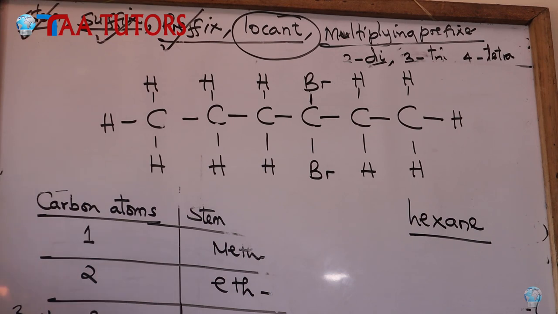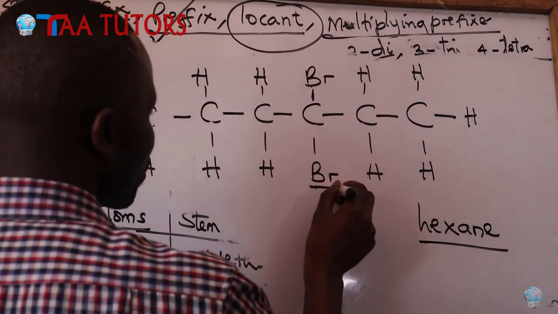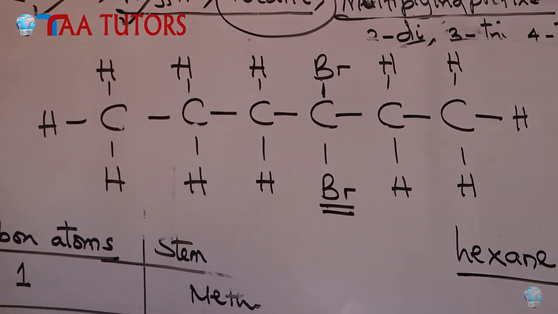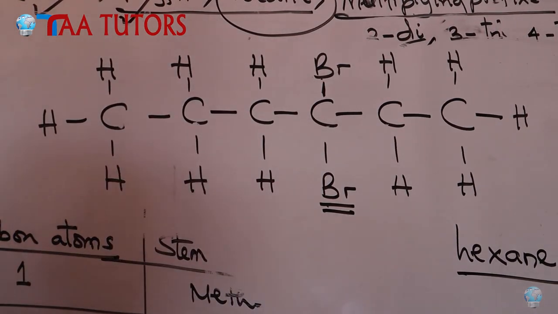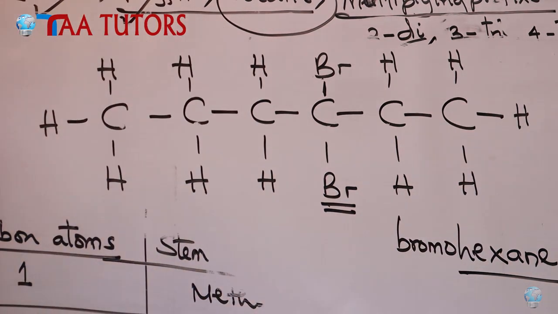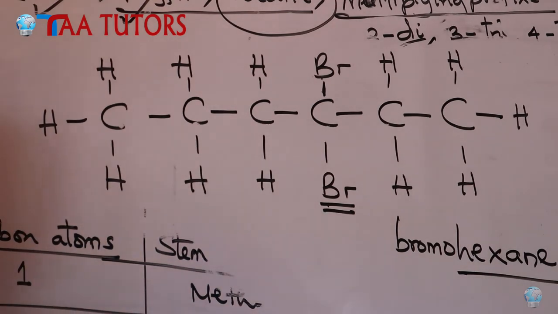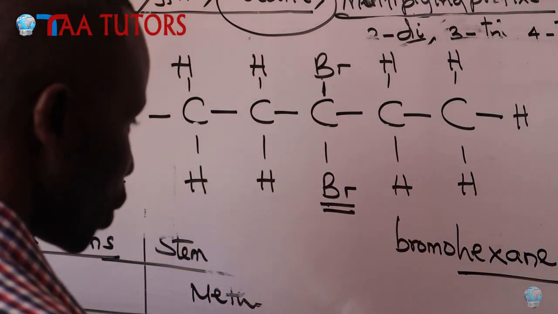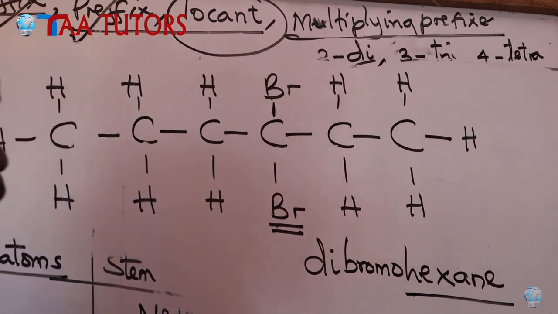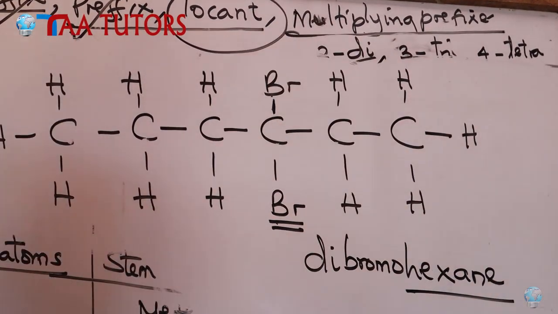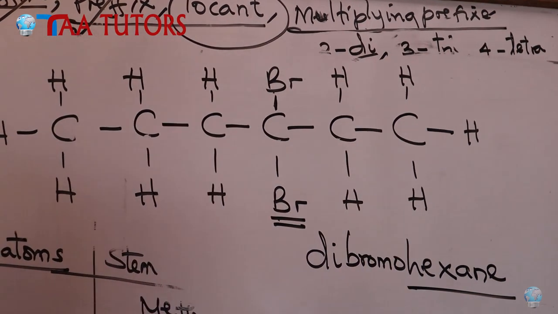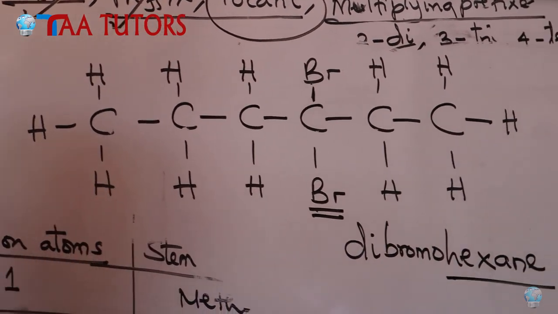Then let us come to the prefix. We start with what is branching. What is branching here is a halogen atom, and it is bromine. I said if it is bromine, we use bromo. But we have two bromine atoms, one here and another one here. So we are going to say dibromo, because we said we have multiplying prefixes to tell us if there are more than one identical branches. So dibromo means there are two bromine atoms.